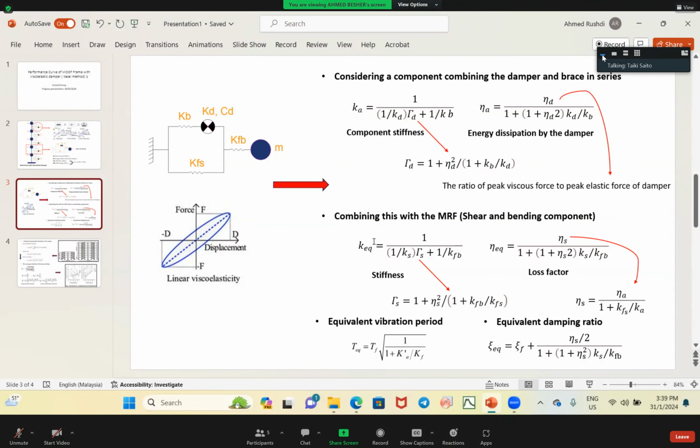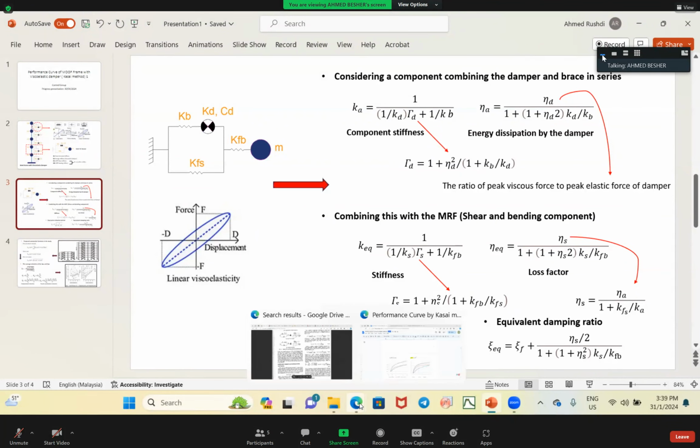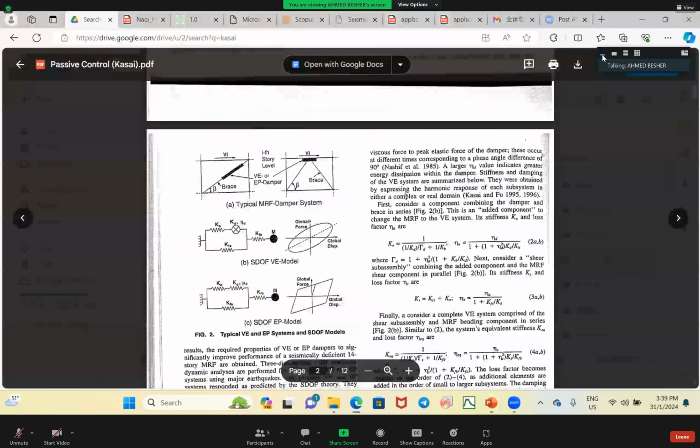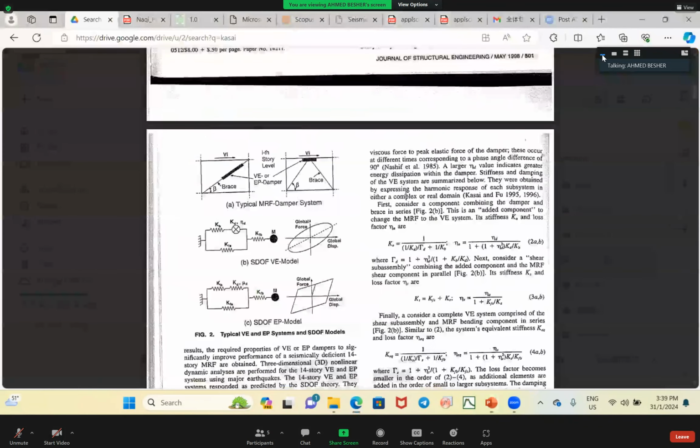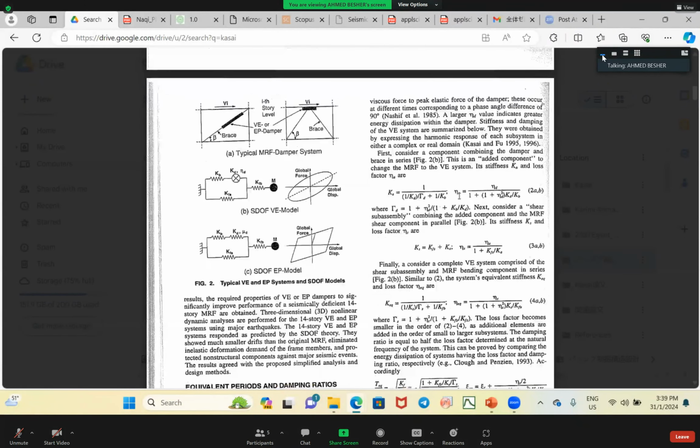How do you get the equation on the right side? Eta A, yeah, this one. How did you get this? You mean the reference? I mean, how did you get this formula? I got this formula from the Kasai reference for the viscoelastic damper with the press type. Yes, this equation 2AB, this one.